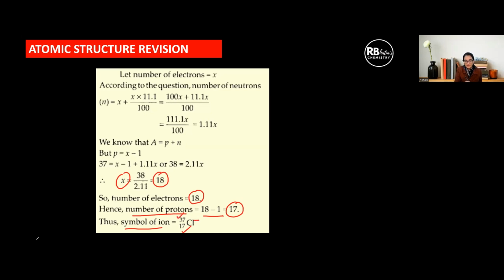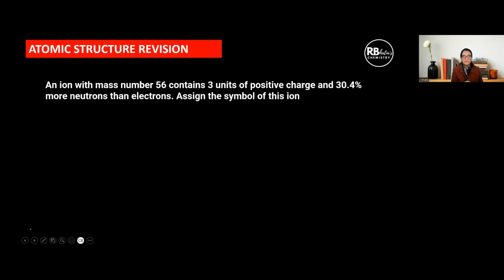This is NCERT exercise question. Please practice it well. There's a big scope of this being asked. And another NCERT question, an ion with mass number 56 contains 3 units of positive charge, which means number of protons has to be greater than number of electrons, right? And 30.4% more neutrons than electrons. Similar question. So how are we going to proceed?